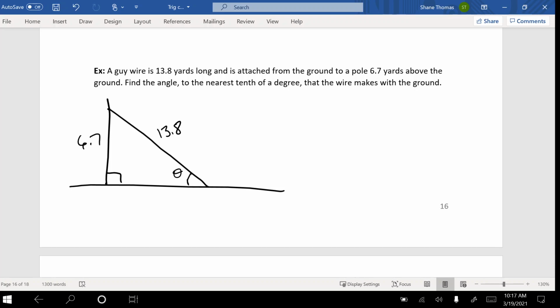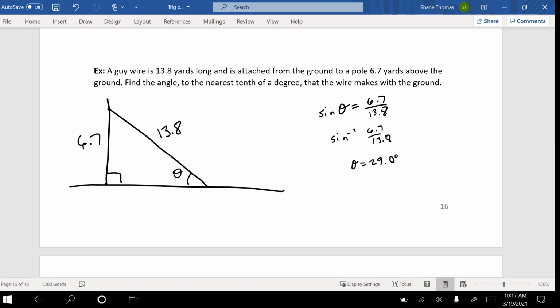Opposite and hypotenuse, correct. Which function? Sine. So now I have the sine of theta is equal to opposite, which is 6.7, over hypotenuse, which is 13.8, right? Now from there, I have to go inverse sine of 6.7 over 13.8. Punch that in the calculator, what do I get? It should be 29.0 degrees.